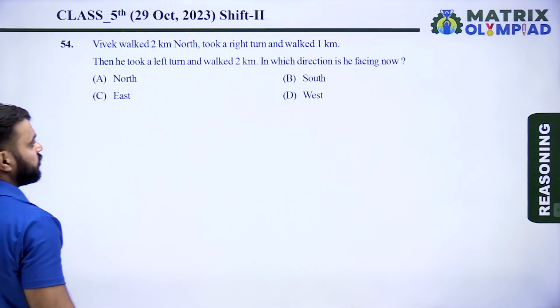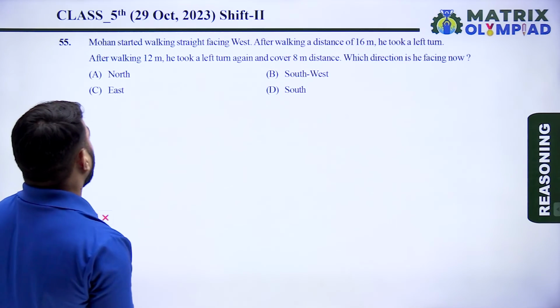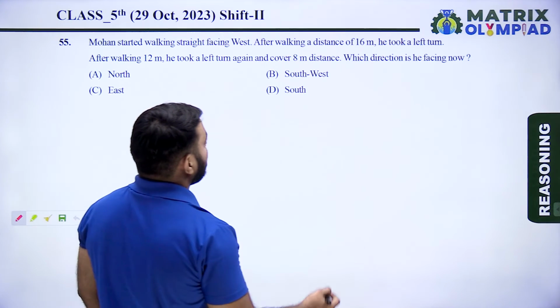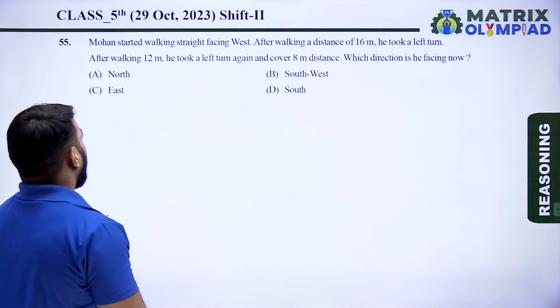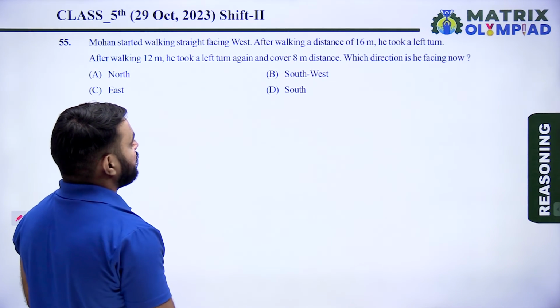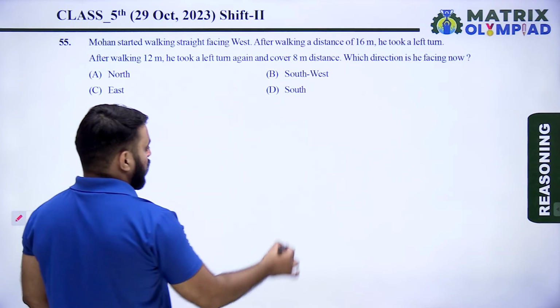So let's move on to the next question. The next question is question number 55. Mohan started walking straight facing west. After walking a distance of 16 meter, he took a left turn. After walking 12 meter, he took a left turn again and covered 8 meter distance. Which direction is he facing now?